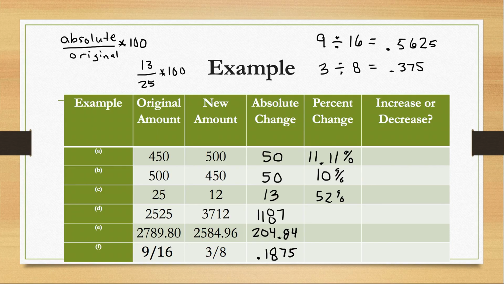Okay, for part D, our absolute change is 1187. Our original amount was 2525. And we're multiplying by 100. So 1187 divided by 2525 times 100 is going to give me 47. And again, let's do 2 decimal places. So 47.01%.